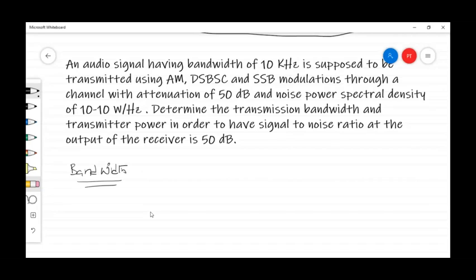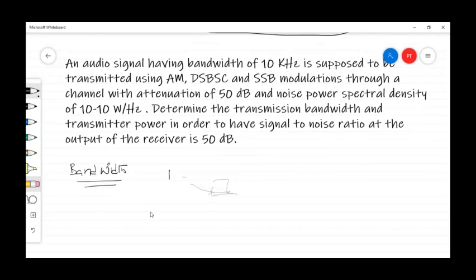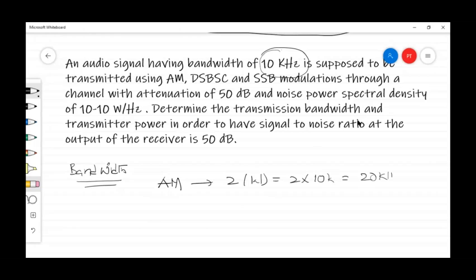We know the equation for the bandwidth for each and every modulation method or scheme. For AM, it is 2 times the message signal bandwidth. The message signal bandwidth is 10 kilohertz, so 2 into 10K, equal to 20 kilohertz is the AM signal bandwidth.